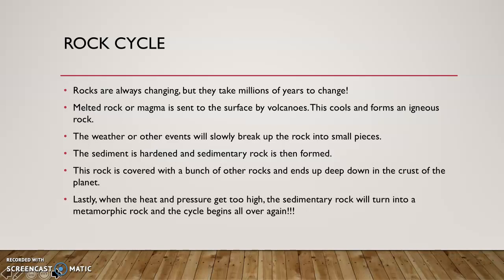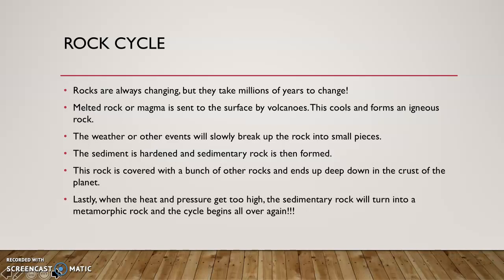And so the first step is melted rock or magma is sent to the surface by volcanoes. So that big hot stuff is sent to the surface by these big volcanoes. This then cools and forms an igneous rock. And then the weather or other events in the environment will slowly break up the rock into small little pieces. Next, the sediment or rocks are hardened and sedimentary rock is then formed.